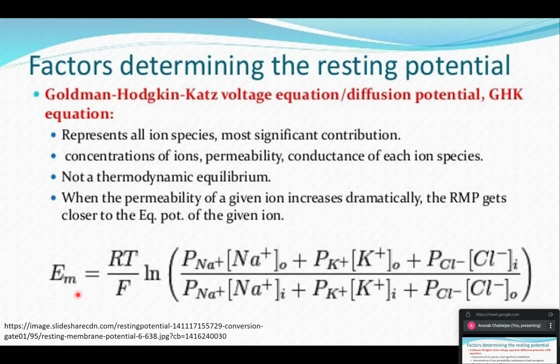But what about the mathematics behind it? This was given by the Goldman-Hodgkin-Katz equation. Em, or the membrane potential, equals RT by F log of the permeability of a particular ion multiplied by the concentration of the ion outside of the cell, divided by the permeability of the ion multiplied by the concentration inside of the cell. And this will give you a value similar to what you will measure on your voltmeter.